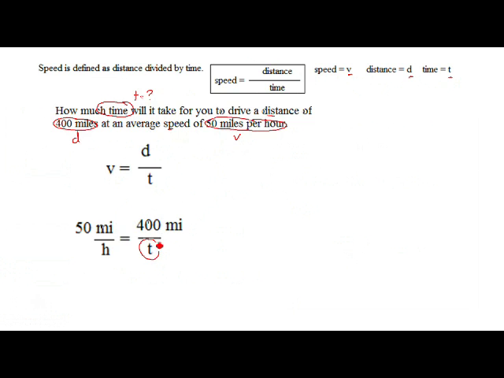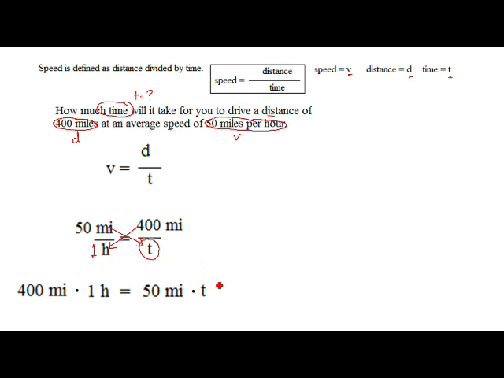So we're looking for the time here. When that's in the bottom, we want to treat this whole thing like it's a proportion. So we have 50 miles divided by 1 hour, even though there's not a 1 written there. And that is as 400 miles is to time, so it's just a proportion. We're going to cross multiply: 400 miles times 1 hour, and then 50 miles times the time. And there you have 50 miles times the time.